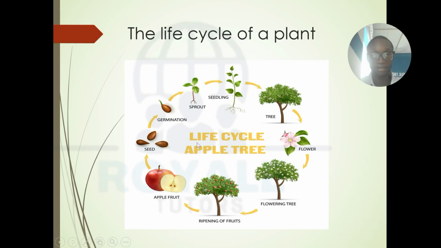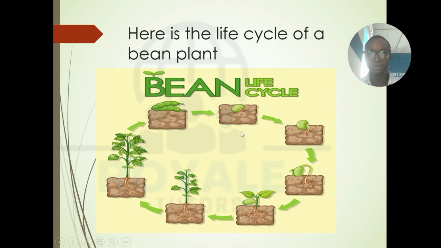So this is the life cycle of an apple tree. So if you see, from the seed, germination, sprouts, seedlings, it becomes a tree, has flowers, becomes pollinated, fruits come around, and birds, the same cycle all over again. I'll show you another one. Now, this is for beans too. This one is very common. Maybe you must have even done this in school or in the garden back at home.